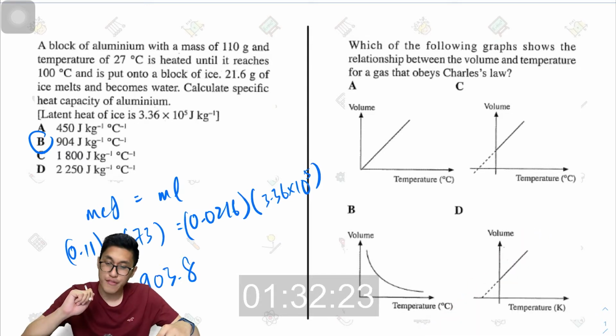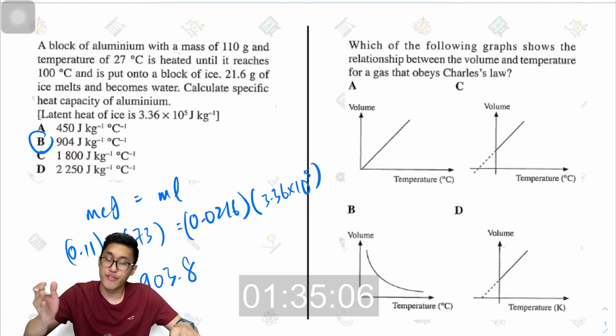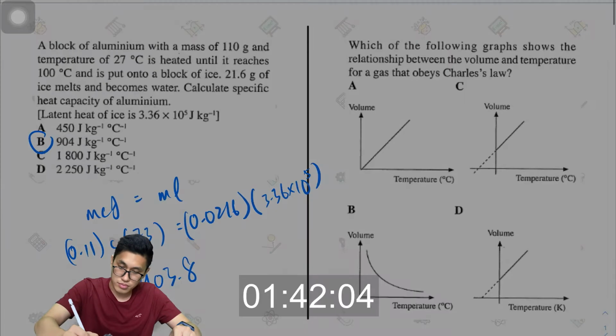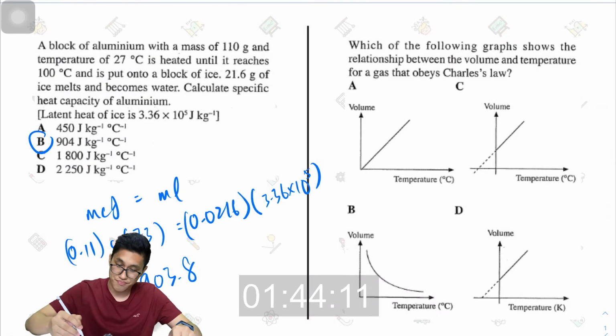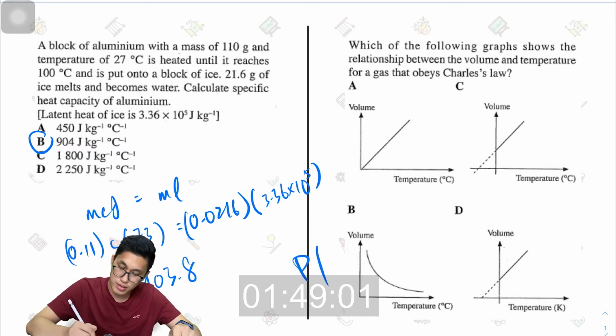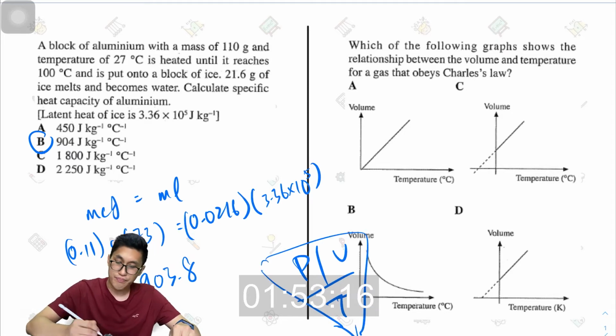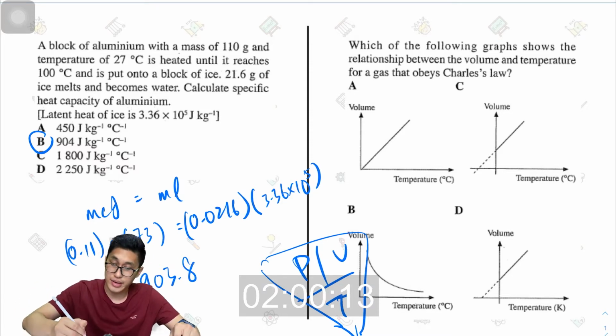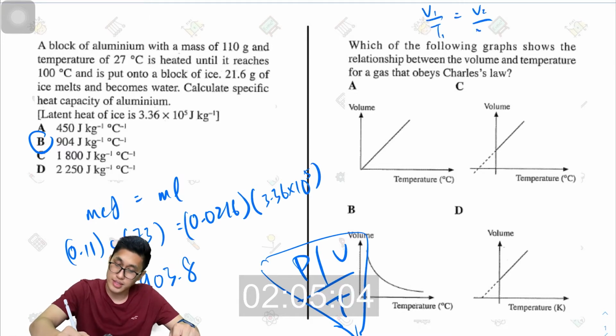Next, which of the following graphs shows a relationship between volume and temperature for a gas that obeys Charles' law? So we know, okay, I've got nowhere to write it. Okay, so P, the triangle works like this, P, V, and T, right? So Charles' law would be when the pressure remains constant, so only V and T, right? So V over T, I'll get a formula that is V1 over T1 equals V2 over T2.